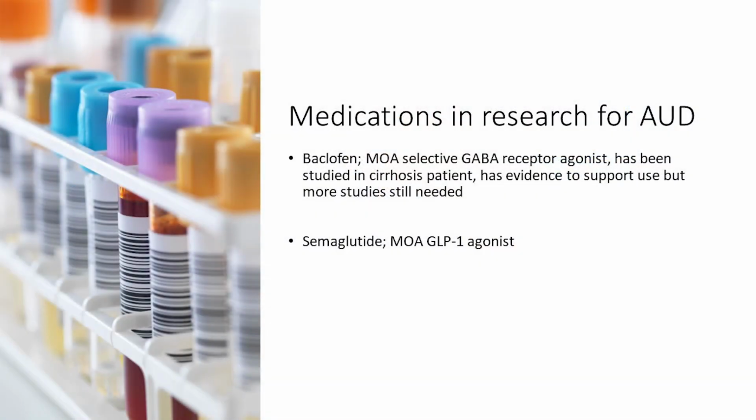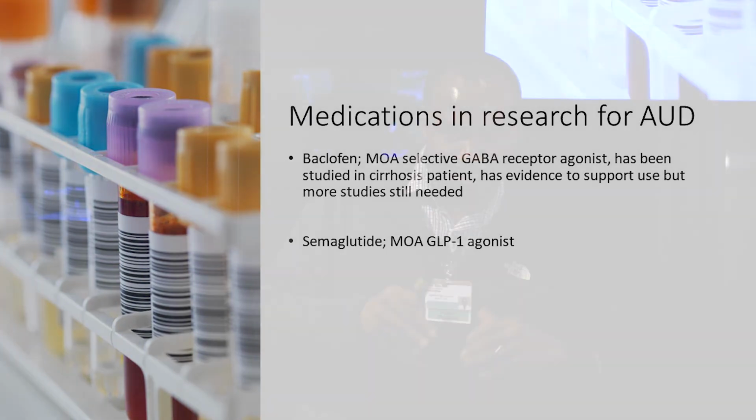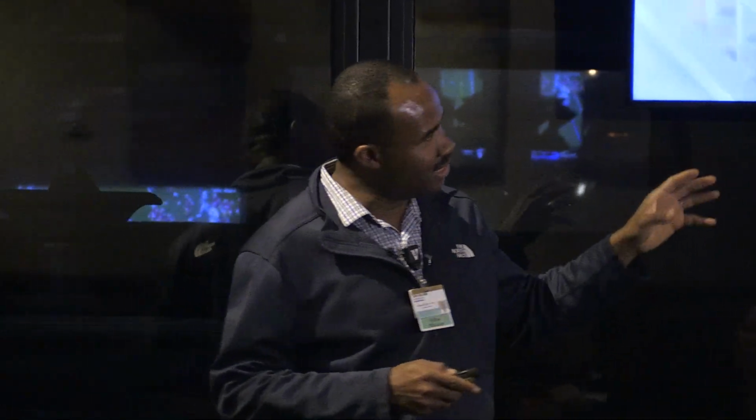And on this page here, baclofen has some evidence as well in cirrhosis use with AUD. It still needs some studies, but it has been looked at, it has been studied, and it does have some evidence, but still more studies can be done. And semaglutide as well has been shown, but these are not yet used in the human population for this indication.